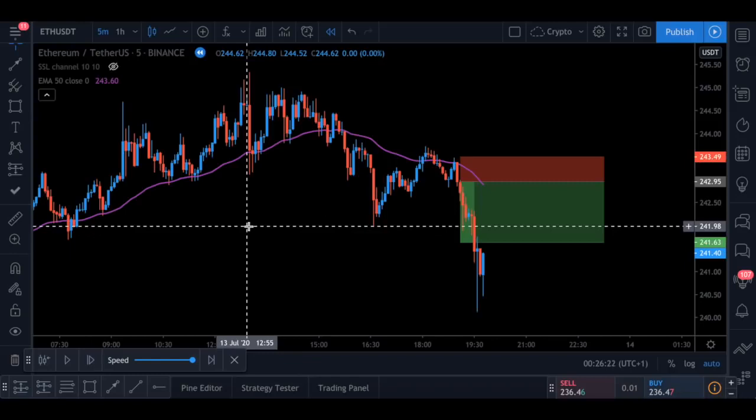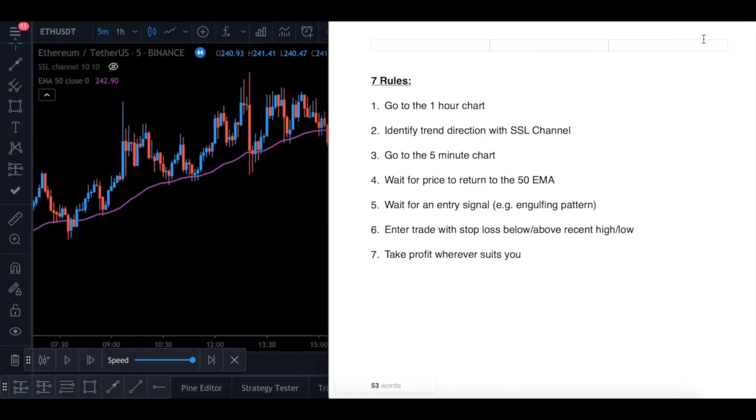So let me now share the exact rules with you. So 7 rules, that's all there is. So step 1, you go to the 1 hour chart. Step 2, you identify the trend direction with the SSL channel. Is the green line on top or is the red line on top? Go to the 5-minute chart is step number 3. Step number 4 is wait for the price to return to the 50 EMA as the area of value. Step number 5, wait for an entry signal, where in this example is the engulfing pattern. However, if there's another entry signal you prefer or you've learned about, 100% go for that, whatever you're comfortable with. Number 6, enter the trade with stop loss below or above the recent high or low.